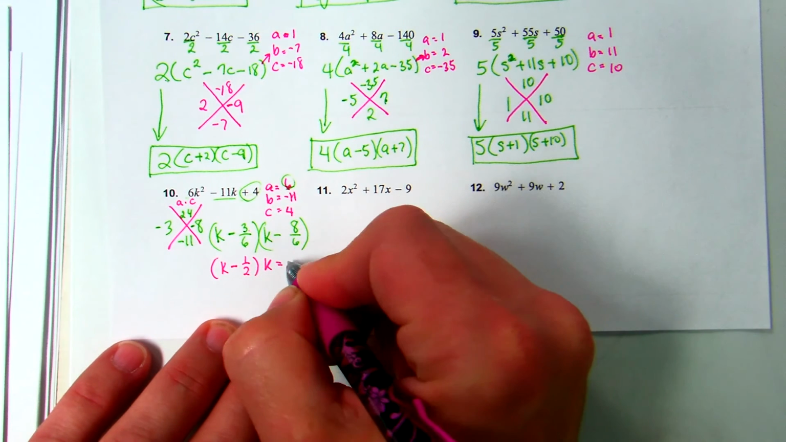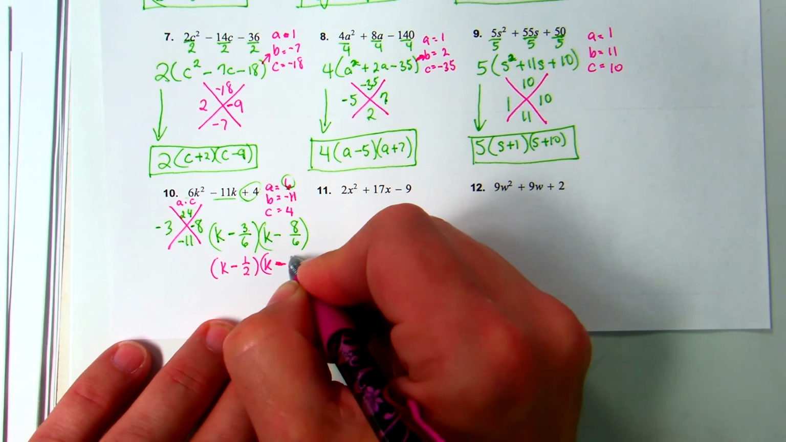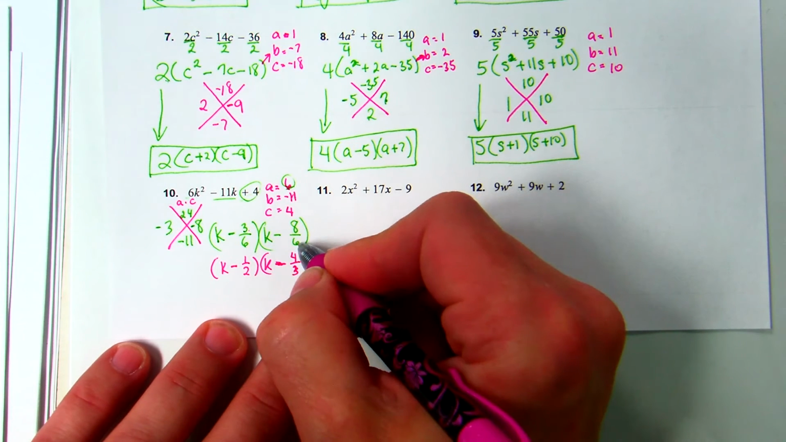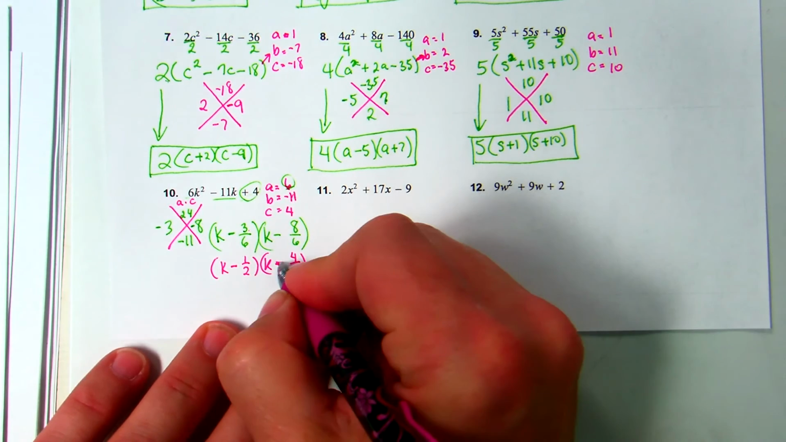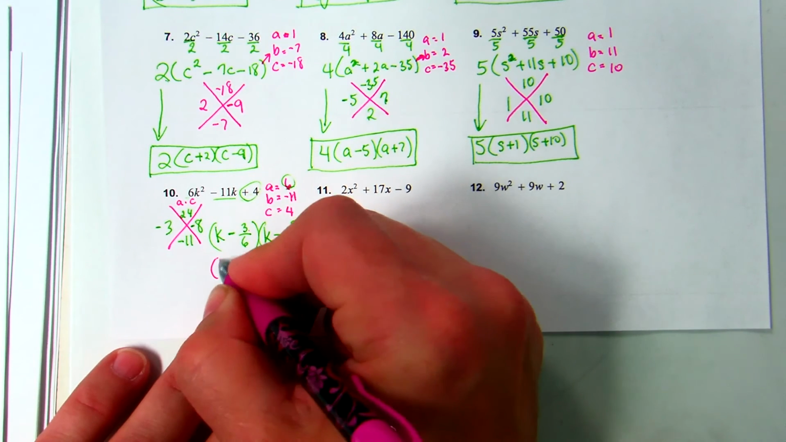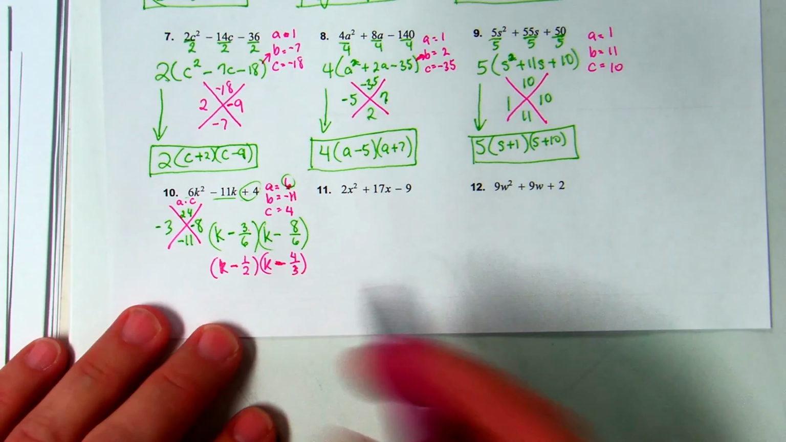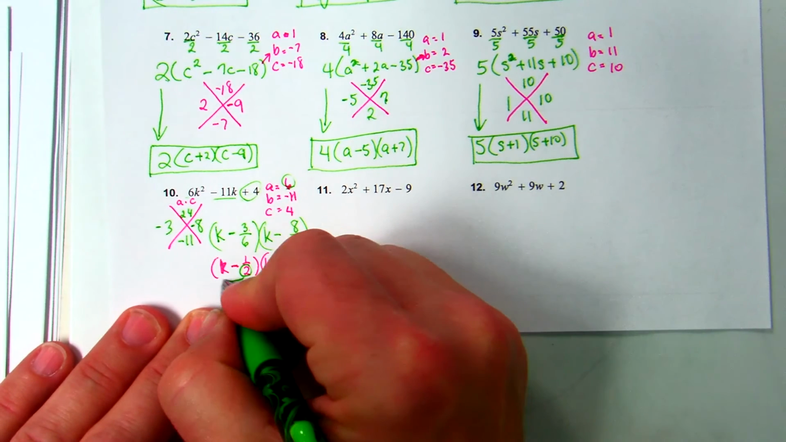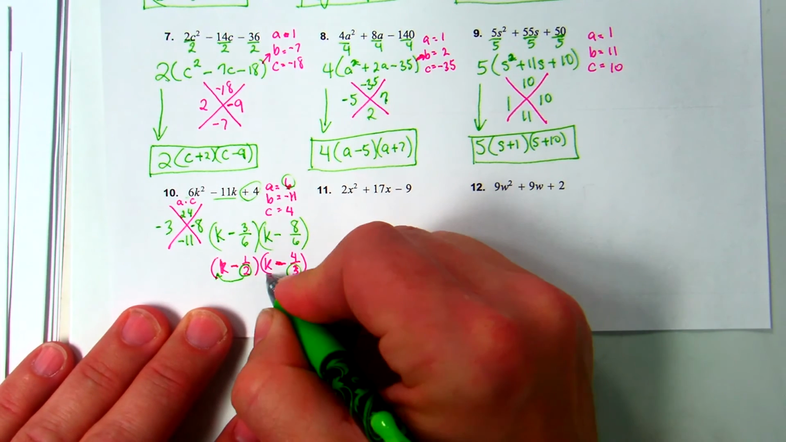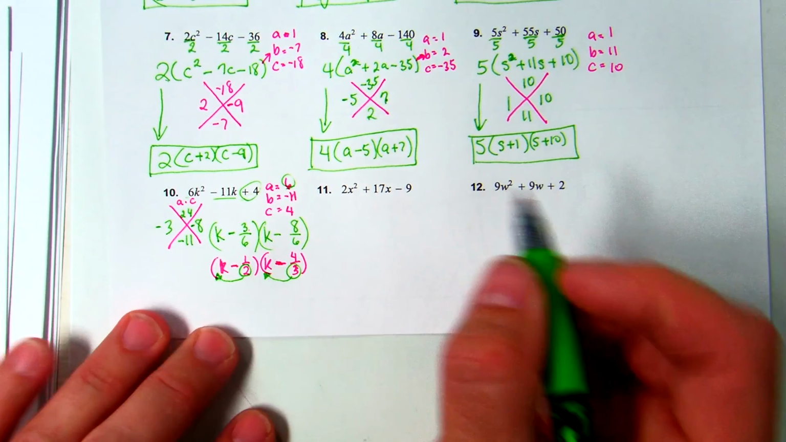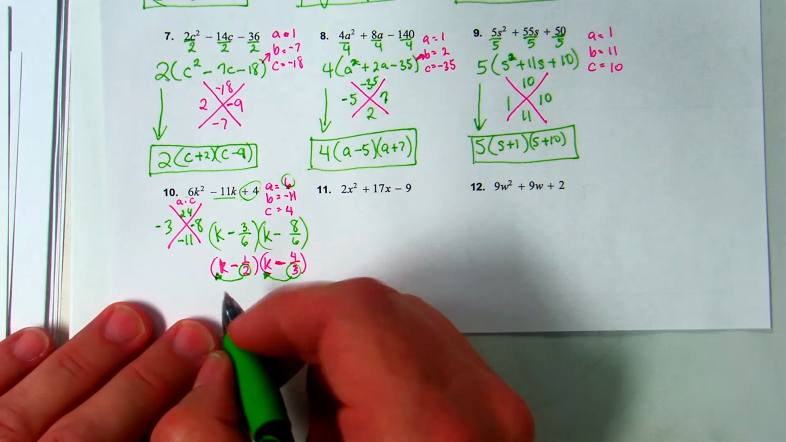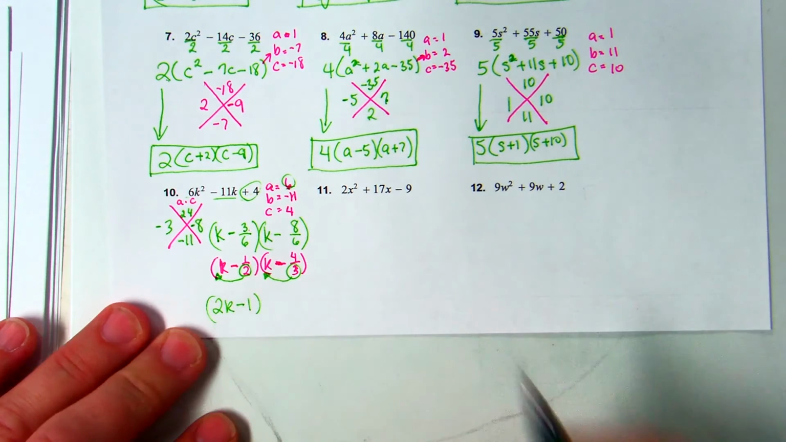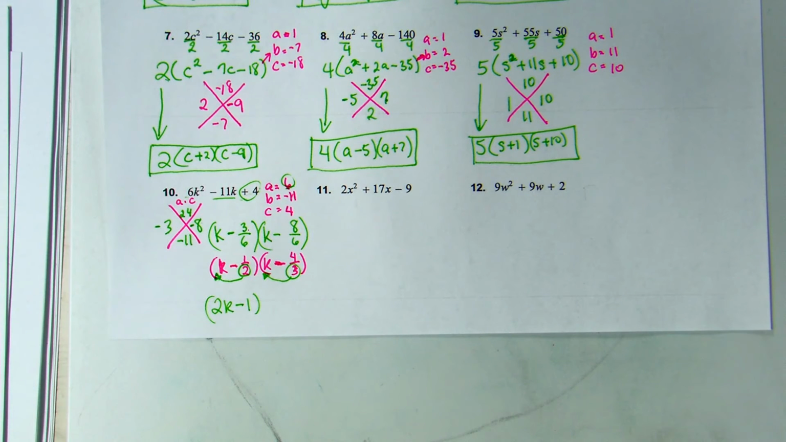And 8 over 6 is the same thing as 4/3. Right? Divide that by 2, divide that by 2. Okay? So now that I have this part, now I can take the denominator of the fraction and put it out in front of the k and get rid of the fraction. So the answer now is going to be 2k minus 1. Okay, I took the 2 out from underneath, put it out in front.